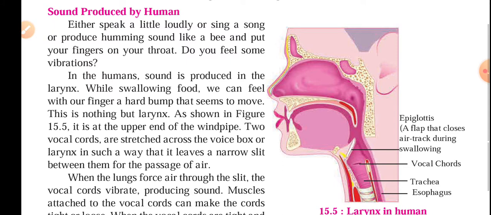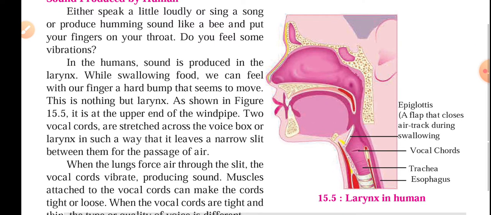Humans can speak, and that speaking is nothing but the production of a sound. As already at the beginning of the chapter we have discussed, vibration is a must for the production of a sound. And in humans also we have the voice box where the vibration takes place, and that vibration produces a sound. The different vibrations produced in the voice box or the vocal cords produce different sounds.